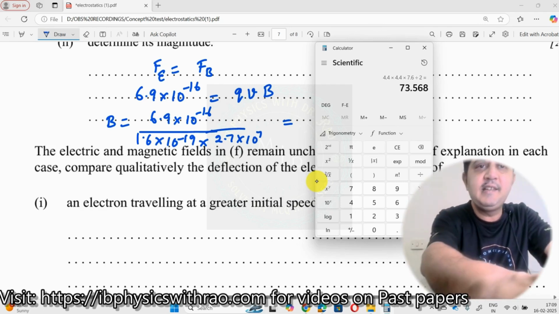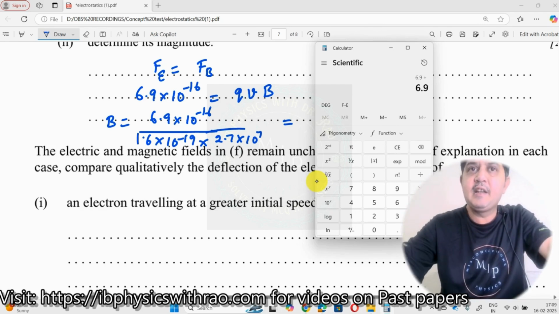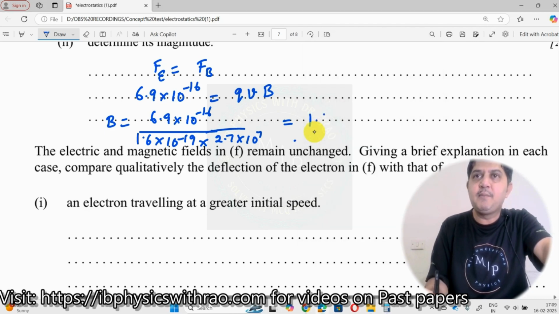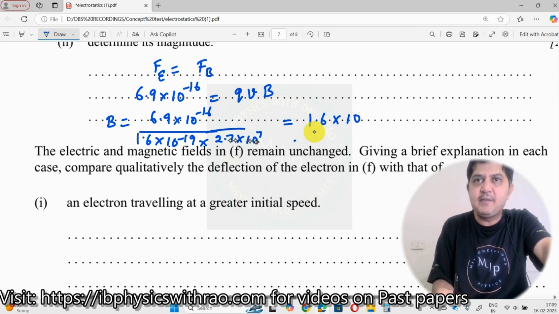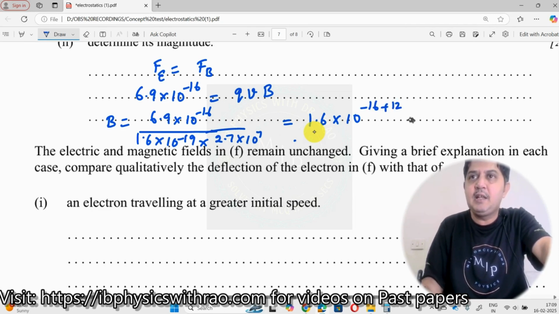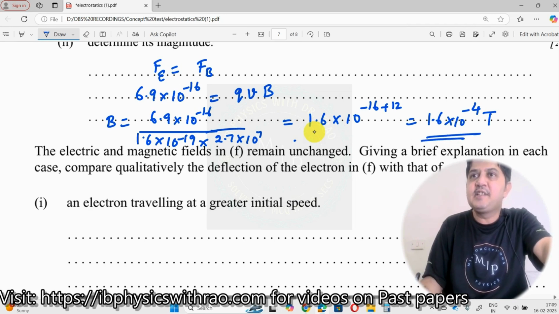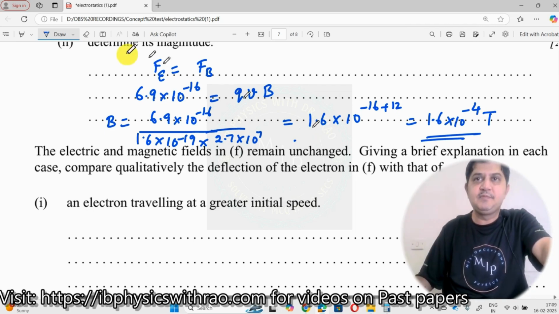So I will get this as 6.9 divided by 1.6 is equal to 4.3. This divided by 2.7, I get the answer 1.59, which is 1.6. 1.6 into 10 to the power of minus 19 plus 7 will be minus 12. Moving upwards, it will be 10 power minus 16 plus 12, which will be 1.6 into 10 to the power of minus 4. What is the unit? Tesla, right? So this is your magnetic field over there. Okay, you can also write this as 0.16 millitesla, right?